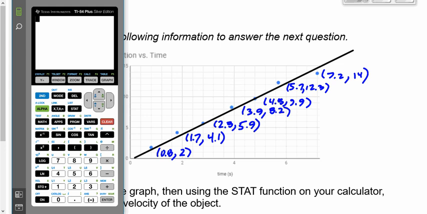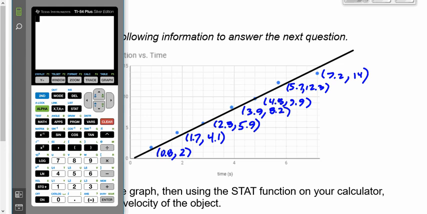Repeat after me. Stat edit 1. Stat calc 4. Stat edit 1, stat calc 4. Louder. Stat edit 1, stat calc 4.